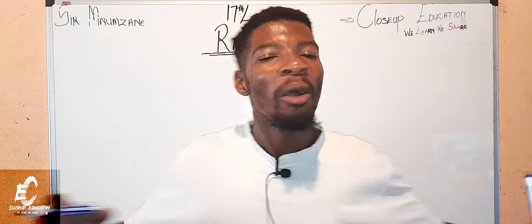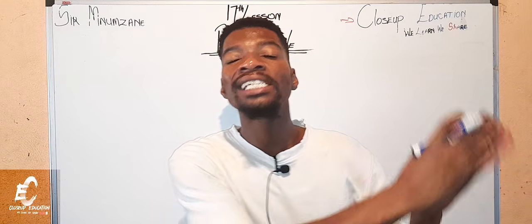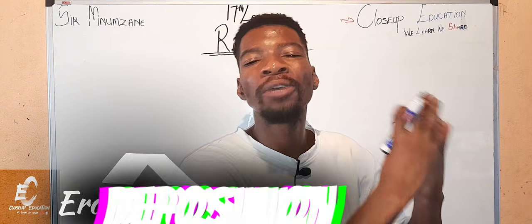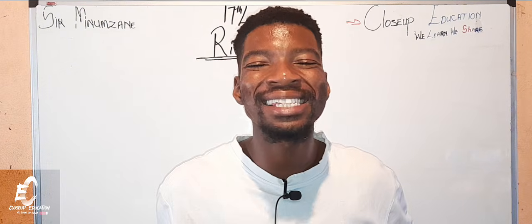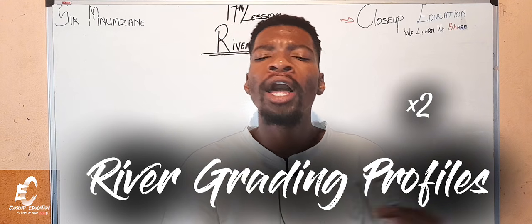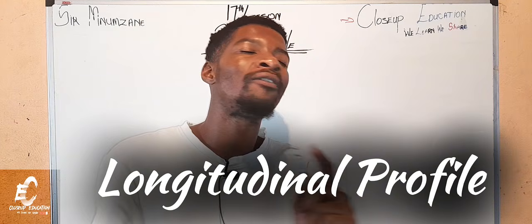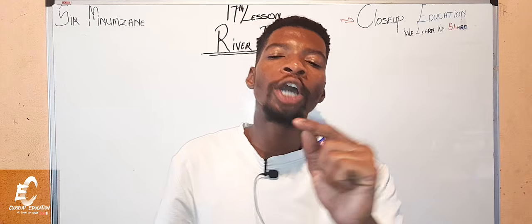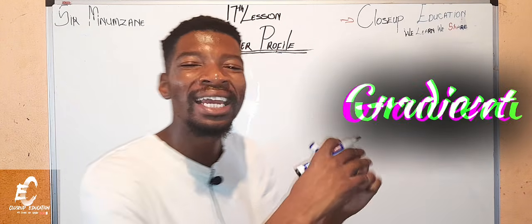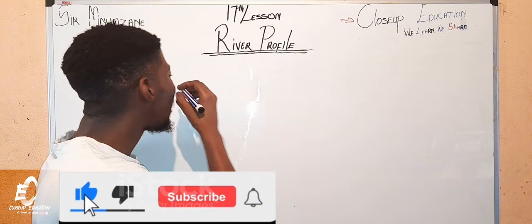Okay, finally, moving into river grading. What is river grading? It simply means the balance between the rate of erosion and the rate of deposition. For us to better understand the two types of river grading, we definitely have to draw two types of sketches. All right, so we'll be using our longitudinal profile. Why? Because the longitudinal profile obviously shows us the gradient of the river bed. That's what we are actually looking at when we are looking at river grading, right?